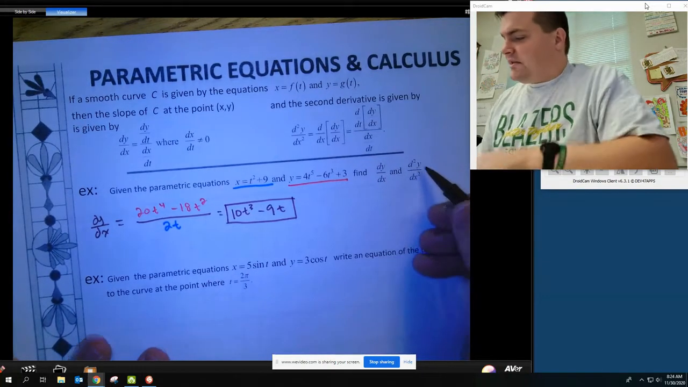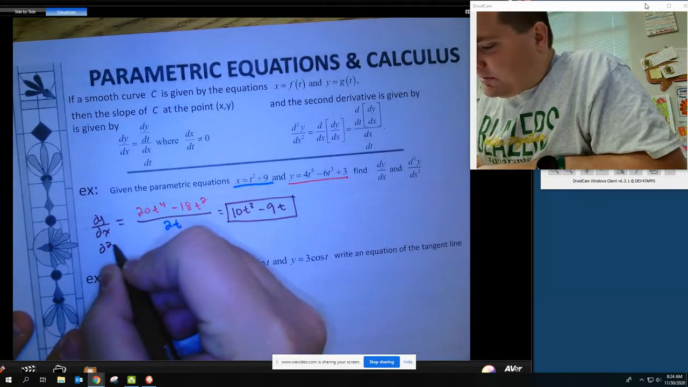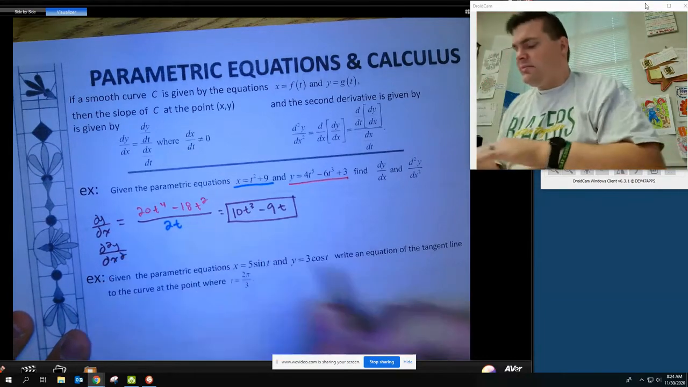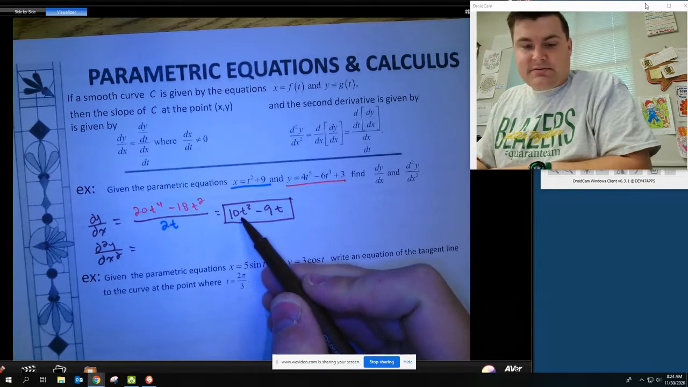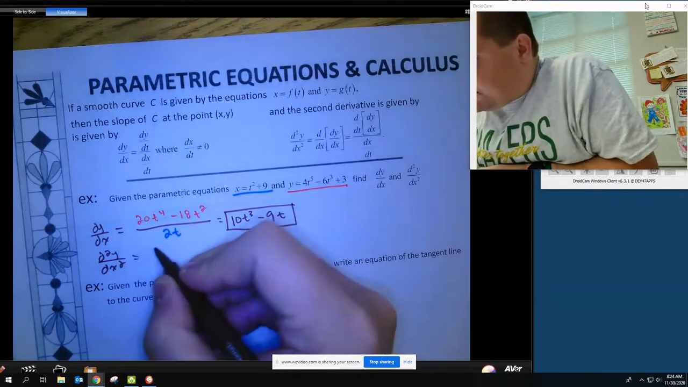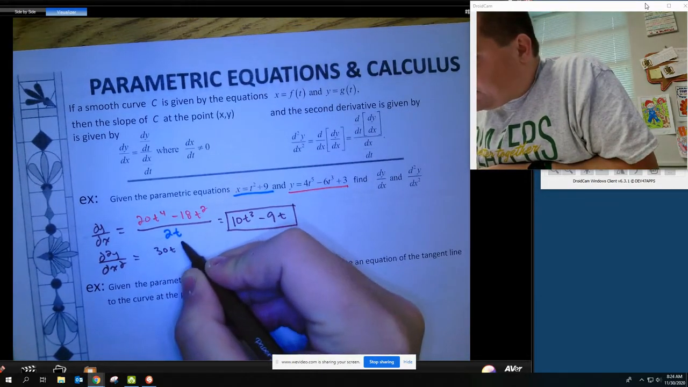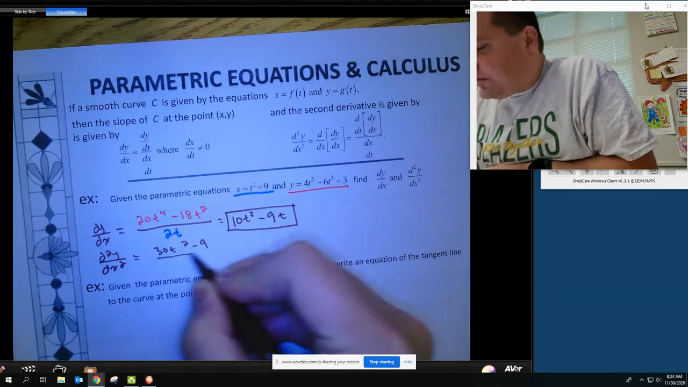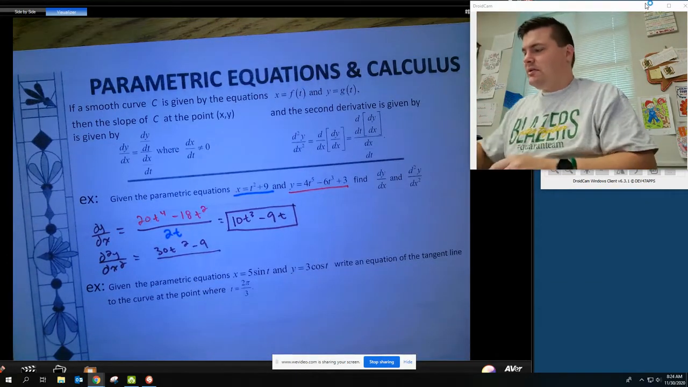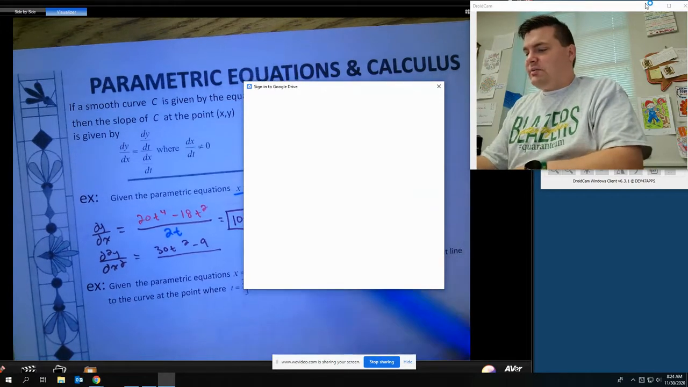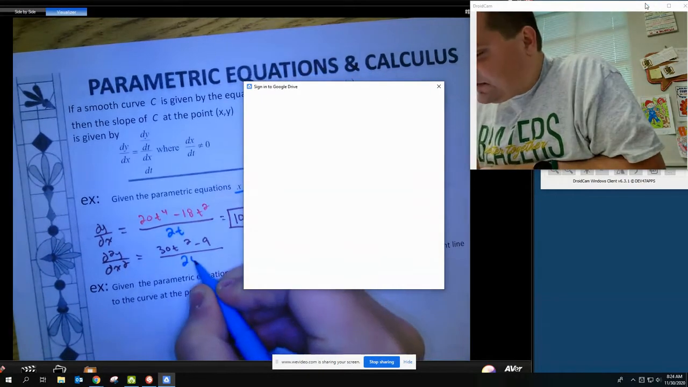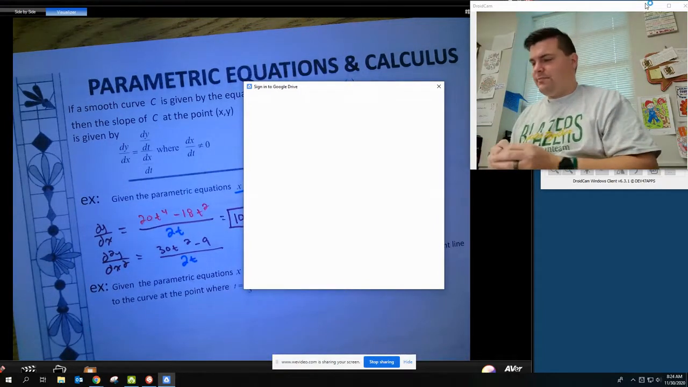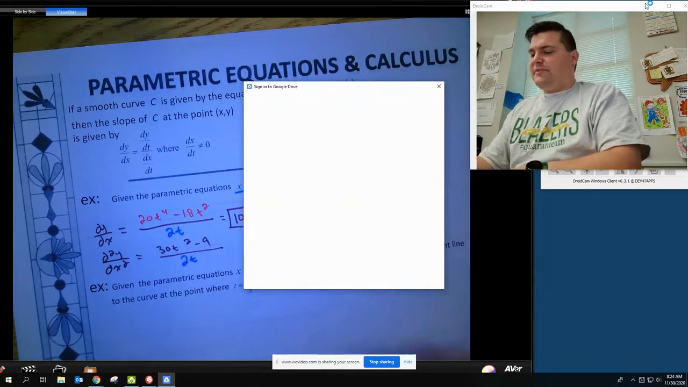Now for the second derivative, that's going to be the derivative of the top here. So the derivative of the top here is going to be 30t squared minus 9 all over just my dx dt, which I already found, which is just 2t. Okay. And then this is perfectly fine right here.